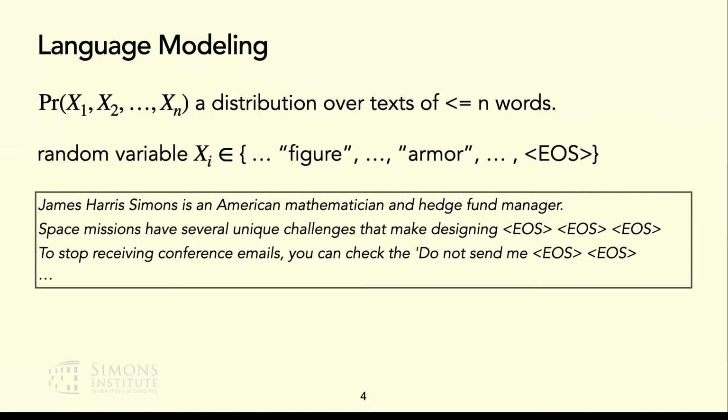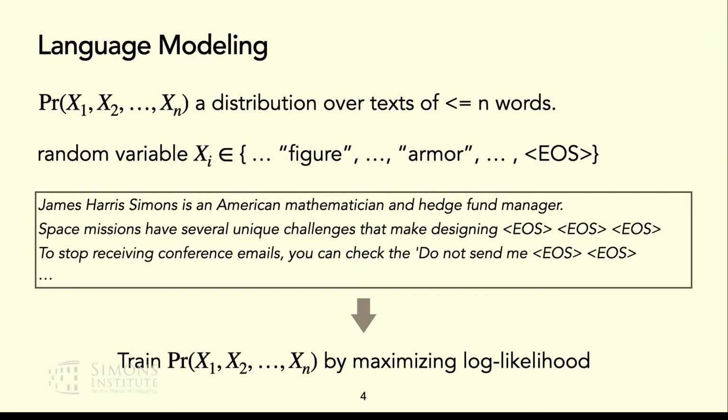You might notice there's a special word called EOS here, which means end of sentence. It's only a special token we use to pad sentences of different lengths to the maximum length. So we have this joint distribution well defined. We collect a lot of text of this form, sentence fragments, paragraph fragments, and we train this joint distribution by maximizing log likelihood. A very, very simple idea.